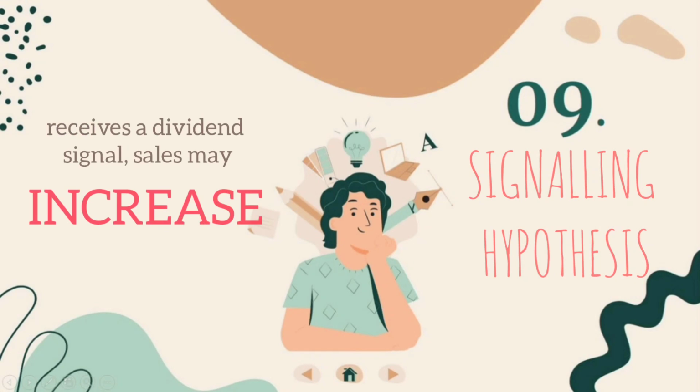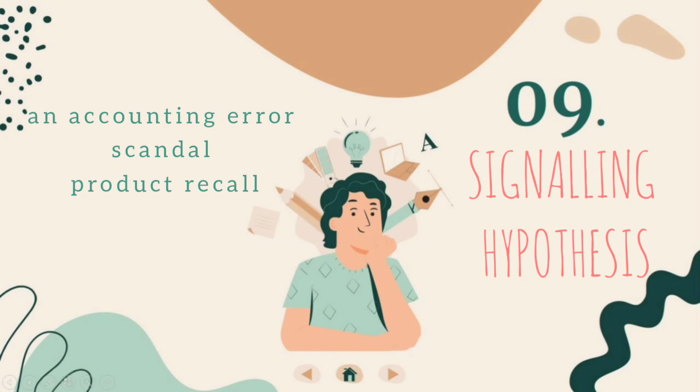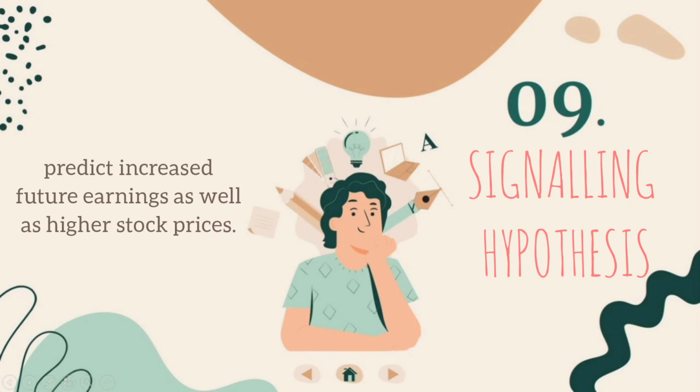If an organization gives a dividend signal, sales may increase. But nevertheless, if the company later discovers an accounting error, scandal, or product recall, revenue may incur unanticipated losses. As a result, dividend signals may predict increased future earnings as well as higher stock prices. However, this does not rule out the possibility of negative occurrences before or after the revenue distribution.